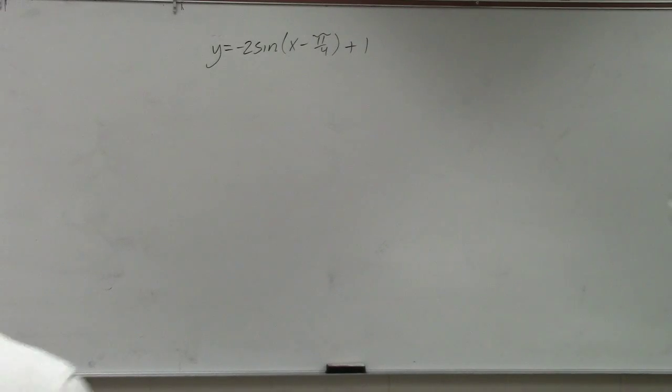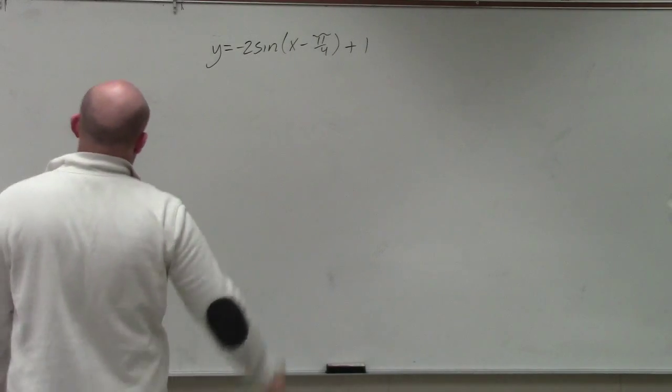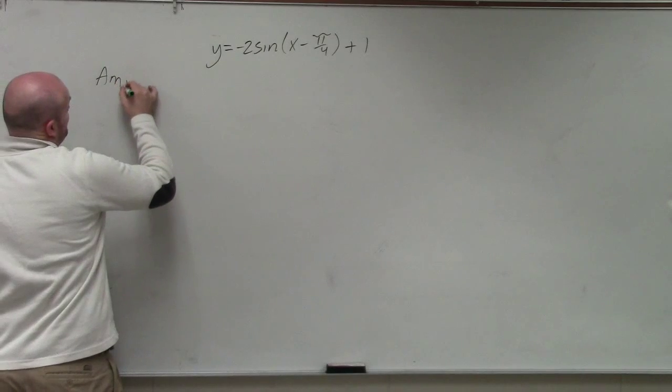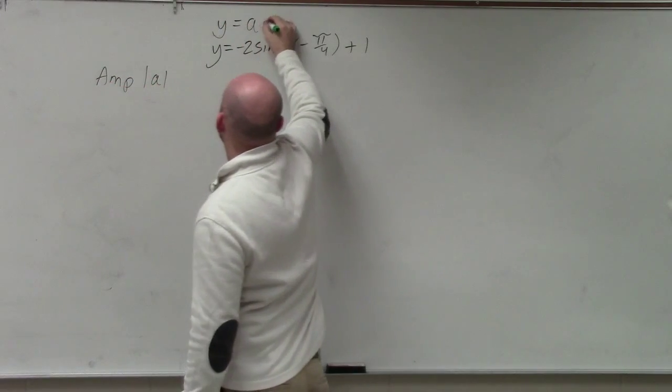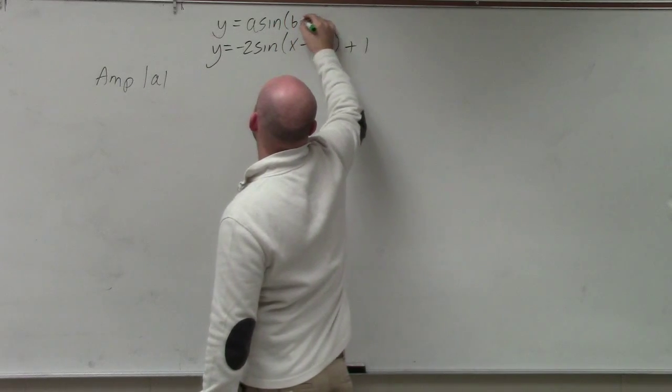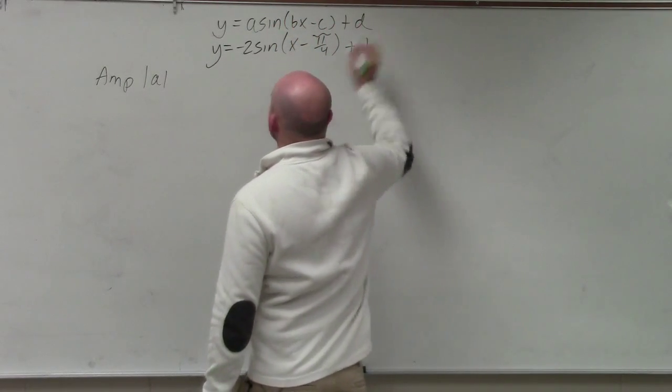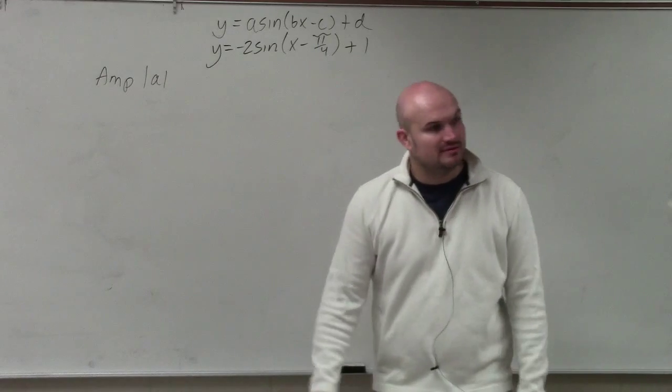Again, you're just doing the same thing. You guys should be bored of finding amplitude and period, because it's really simple. Amplitude, absolute value of A. Oops, we don't remember what the form is. A sine of bx minus c plus d. Absolute value of A, right?